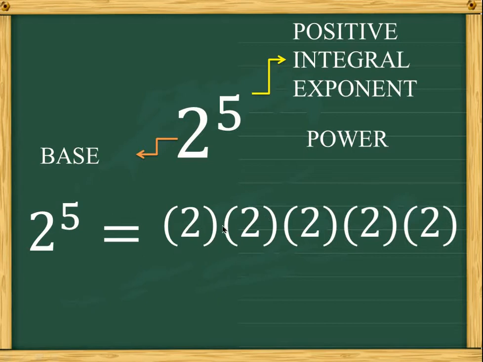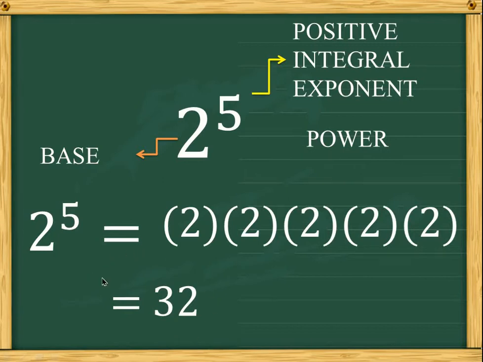Now, ang tawag natin kay 2 times 2 times 2 times 2 times 2 is what we call the expanded form. Now, kapag minultiply natin to, kinuha natin yung product ng 2 times 2 times 2 times 2 times 2, which is 32. Si 32 ang tinatawag nating simplified form.